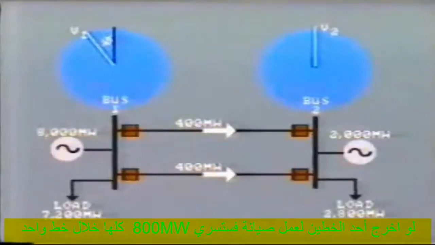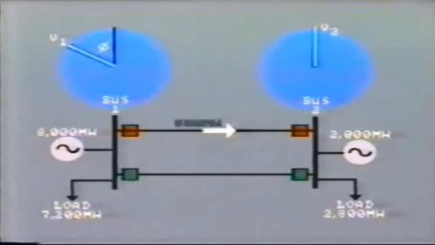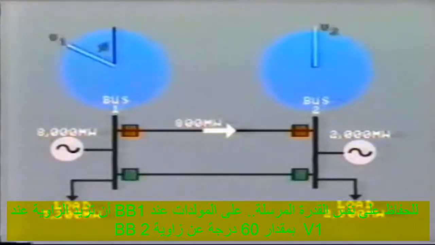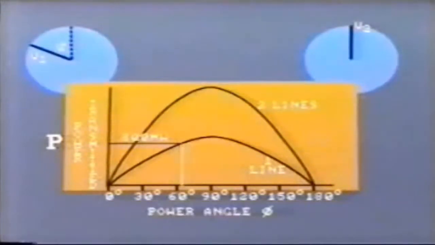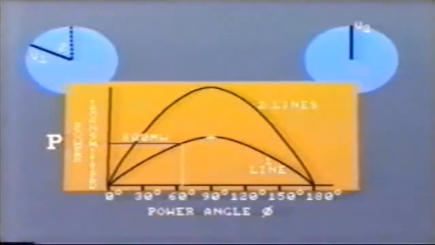If one of the lines is switched out of service for maintenance, all of the 800 megawatts will flow across a single line. In order to maintain this same load transfer, the generators feeding bus 1 must advance in phase so that the voltage at bus 1 is now about 60 degrees ahead of the voltage at bus 2. With this large angular displacement, we are already approaching the stability limit of the line.